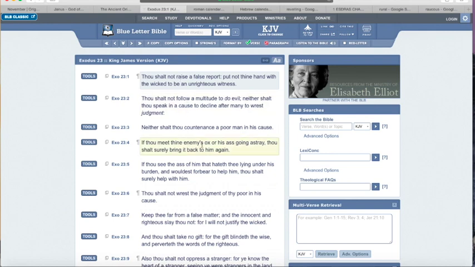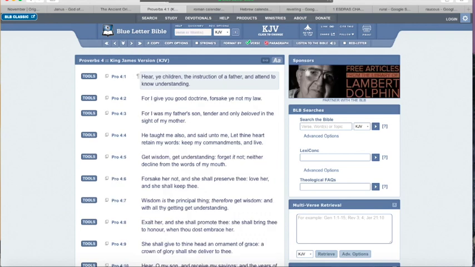So this is Exodus 23:2. Thou shalt not follow a multitude to do evil, neither shalt thou speak in a cause to decline after many to wrest judgment. Okay, so the point is, thou shalt not follow a multitude to do evil, which is what takes place on the whole New Year's Day.